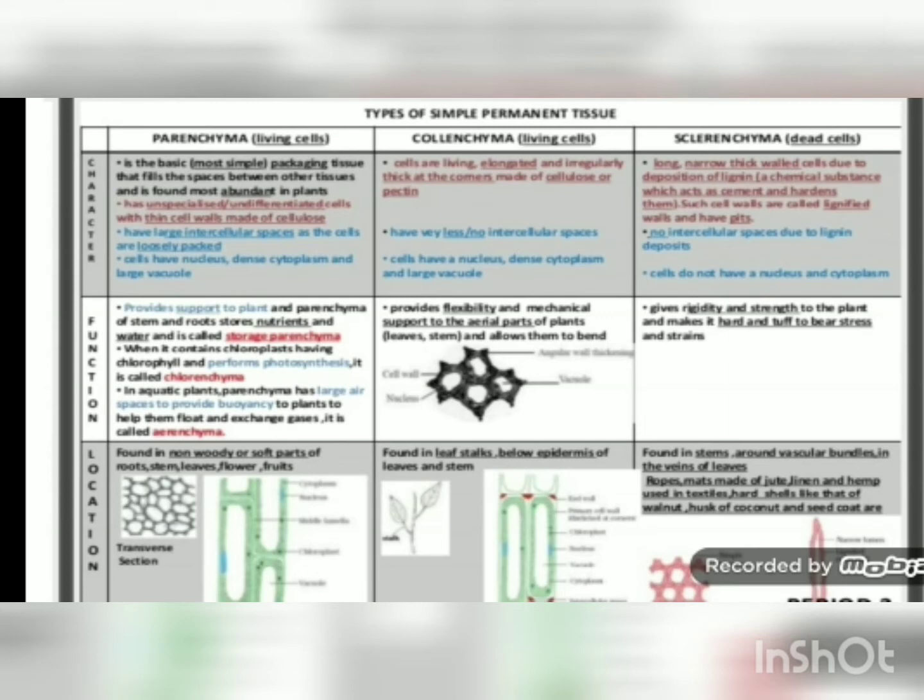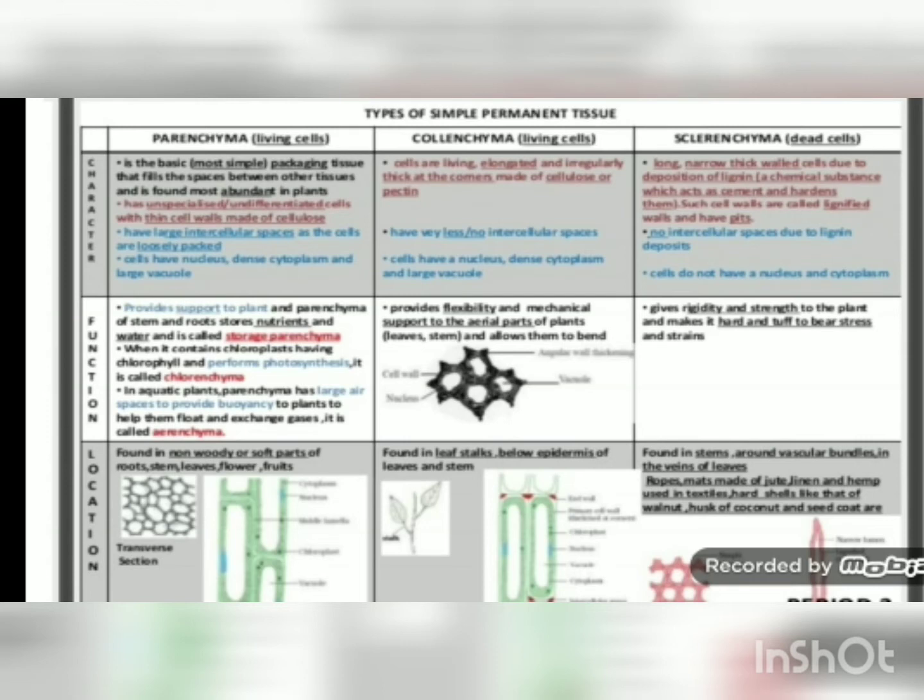So we have seen three main functions of parenchyma. First of all, it stores food and water, so storage parenchyma. If it has chloroplast to perform photosynthesis, it is called chlorenchyma. And if it provides the ability to float to plants, and contains air spaces, then it is called aerenchyma.